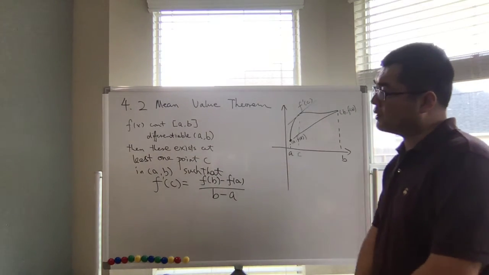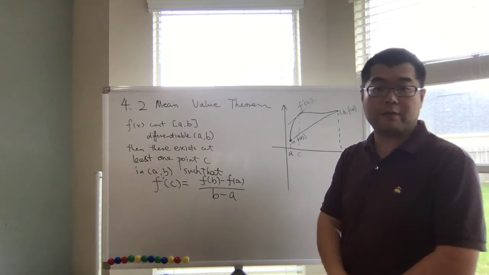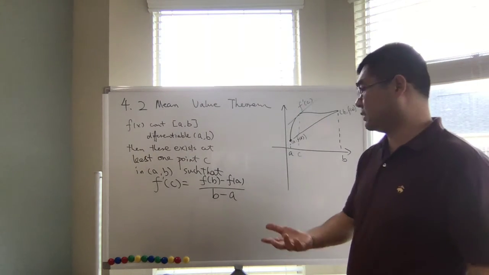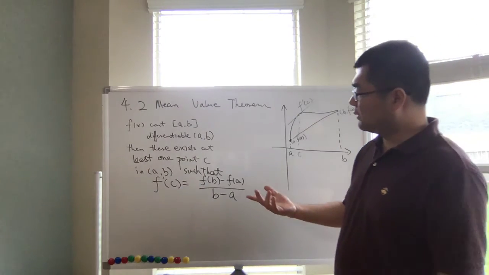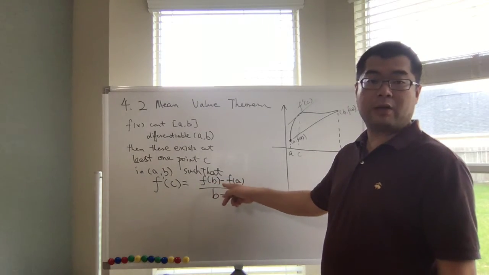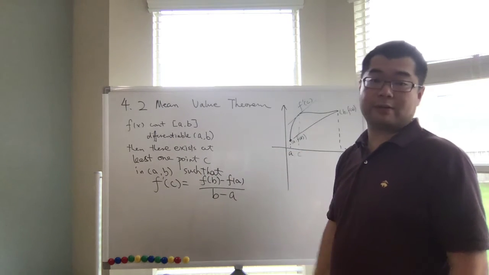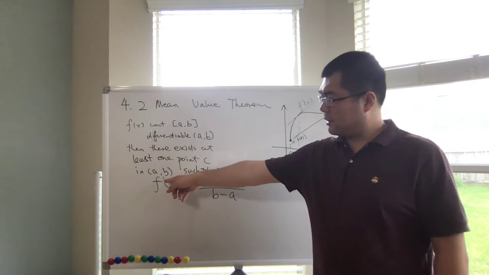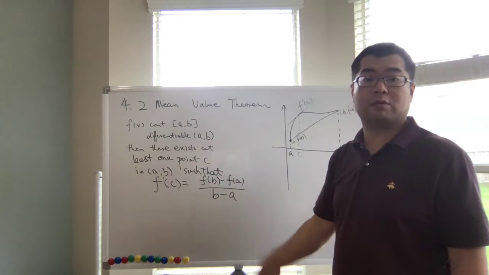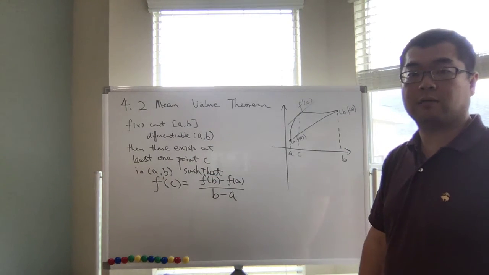We claim that Rolle's theorem is a special case of the mean value theorem, and we can verify that very easily. If you let f(a) equal f(b), do you agree that the numerator on the right hand side becomes 0? So that gives us f prime of c equals 0, which agrees with Rolle's theorem. Okay.